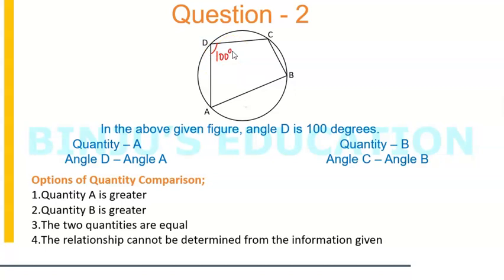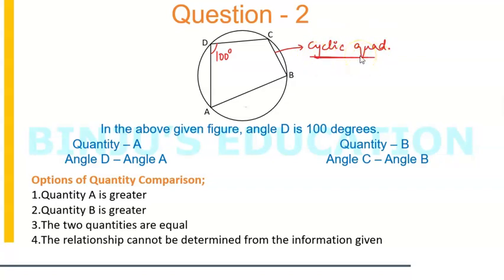Quantity A, that is angle D minus angle A. Quantity B is angle C minus angle B. Okay. Now we have a circle and we have an inscribed quadrilateral. Now if you have an inscribed quadrilateral, then quadrilaterals like these are known as cyclic quadrilaterals. This is a cyclic quadrilateral.